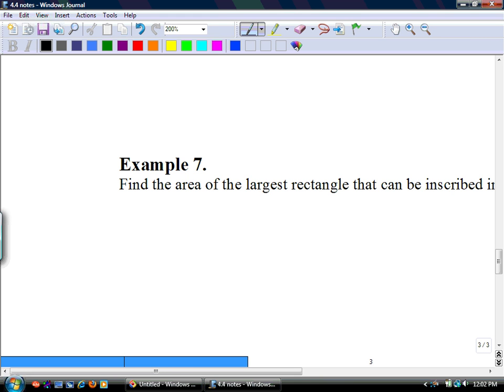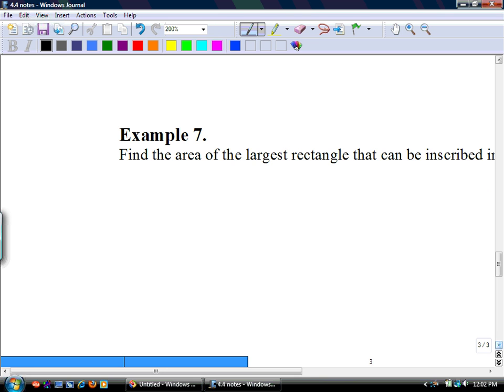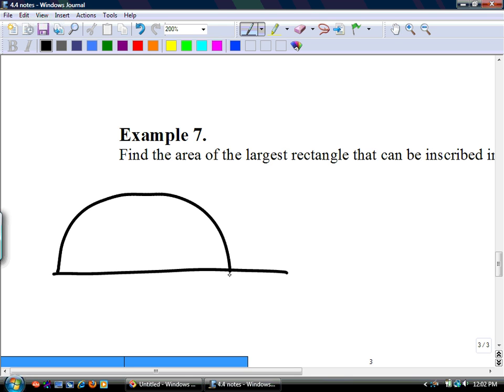So, find the area of the largest rectangle that can be inscribed. Inscribed means drawn inside a semicircle with a radius of 2. So what I'm saying to you is this. And then we're going to put the rectangle inside. But the trick to this question is to do this.